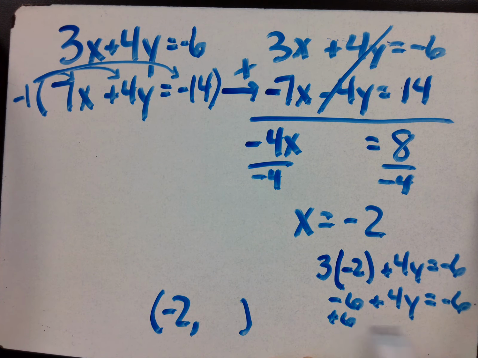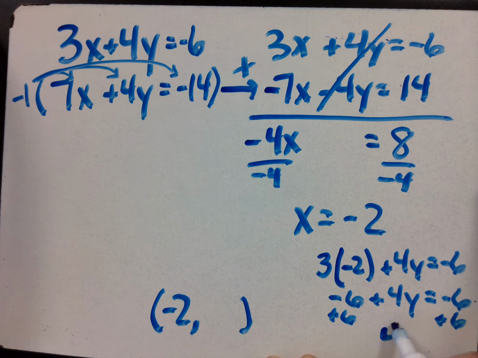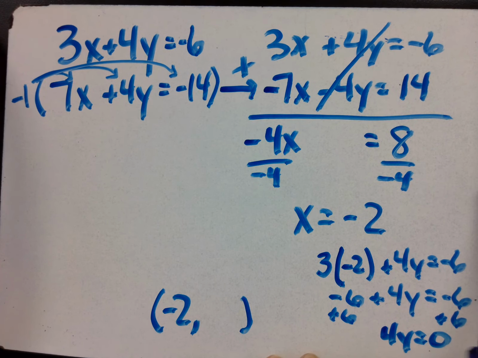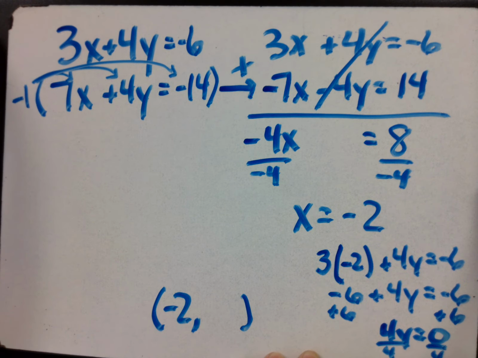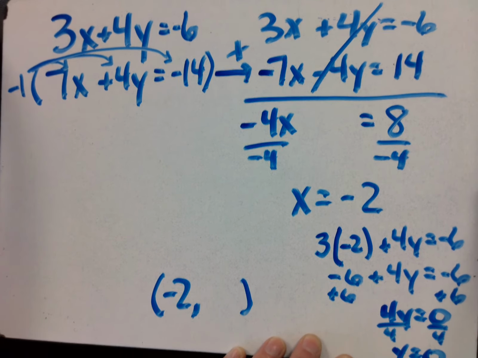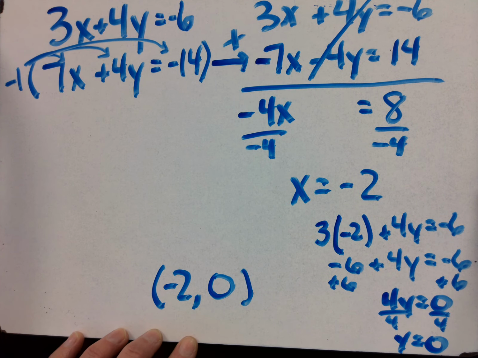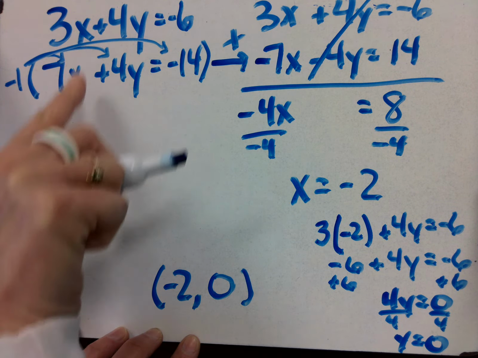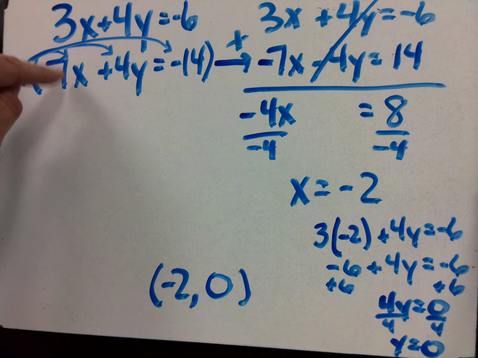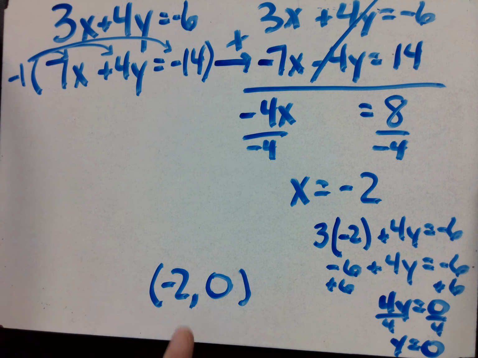I'm going to add 6 to both sides. I get 4y equals 0. Divide by 4, and my y equals 0. So I know it's negative 2, 0. So I know if I were to graph these two lines, if I got them in slope-intercept form, they're going to intersect at negative 2, 0.